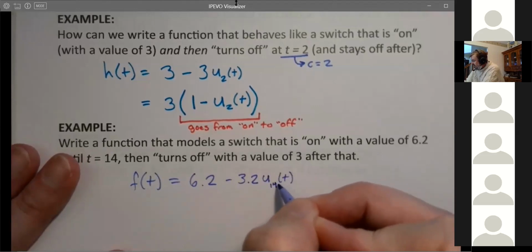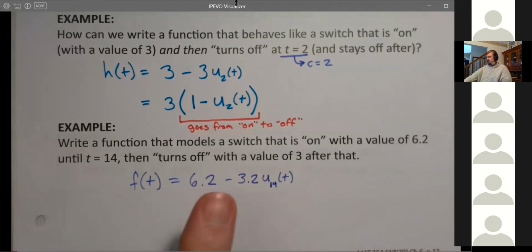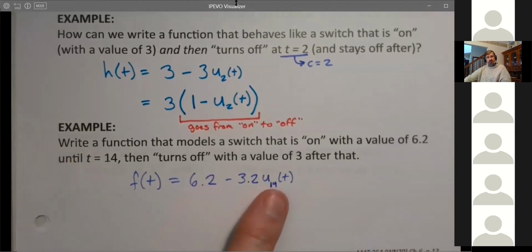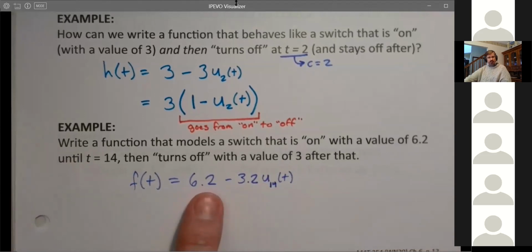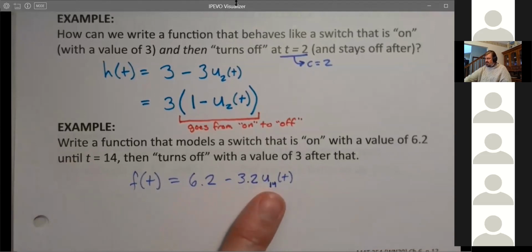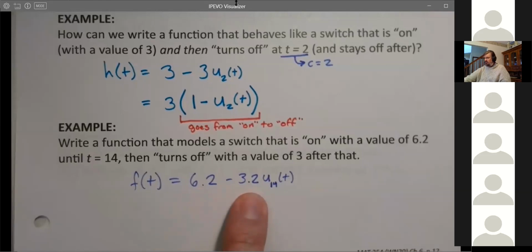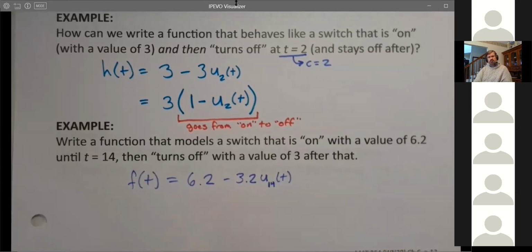Well, let's see if this makes sense. How is this thing going to behave? It's going to behave like 6.2 because this thing is 0 initially. So it's going to be on 6.2. And then as soon as t reaches 14, we're going to be taking 6.2 minus 3.2. 6.2 minus 3.2, that's 3. Does that make sense? Does it work? I think so.